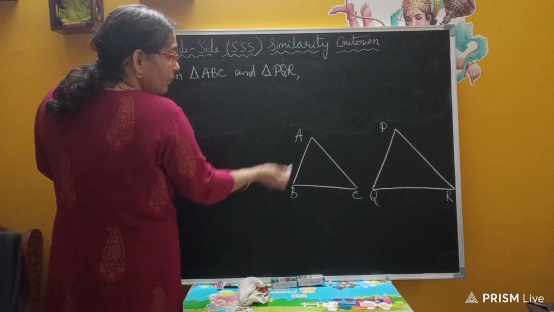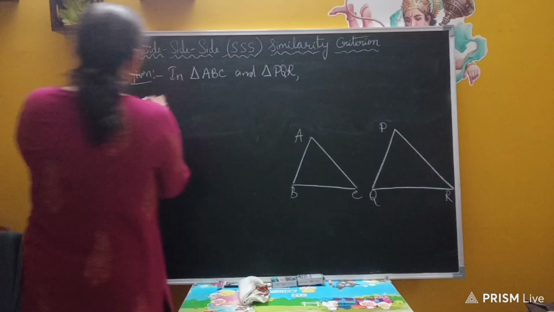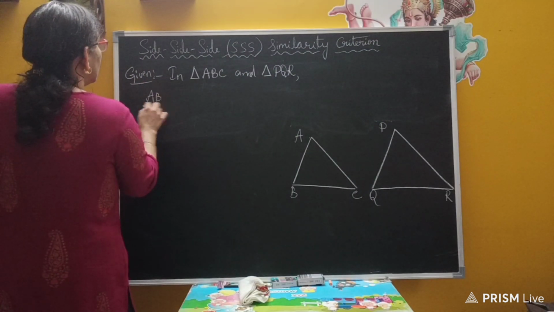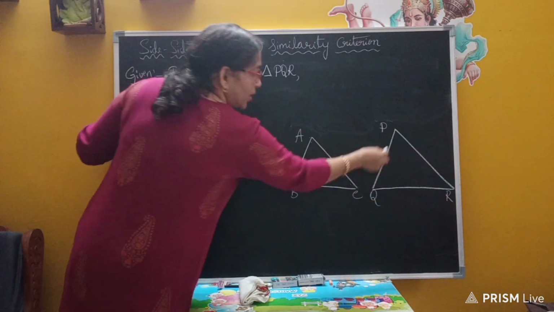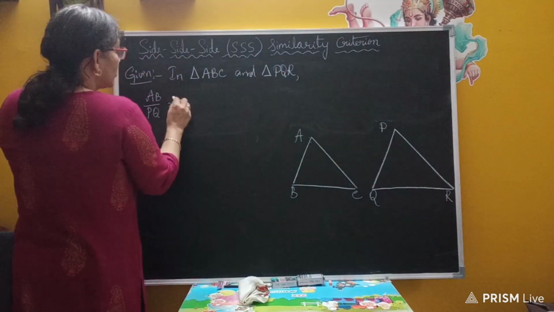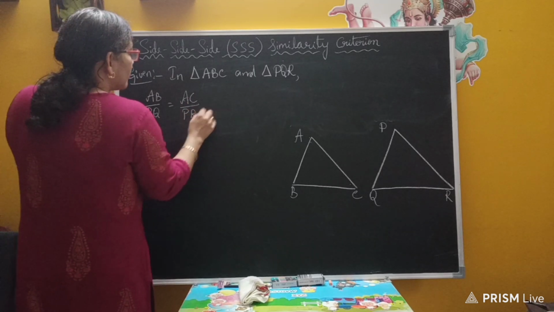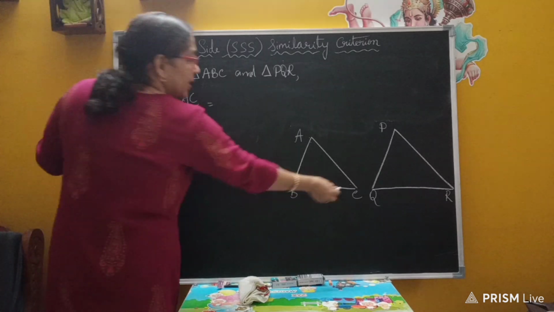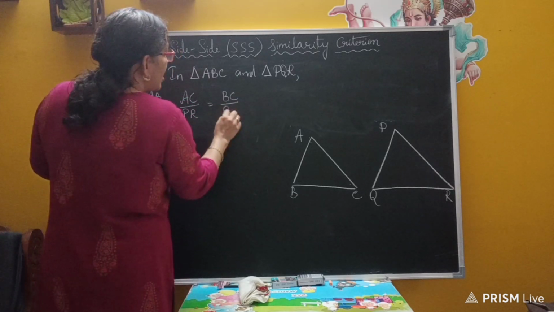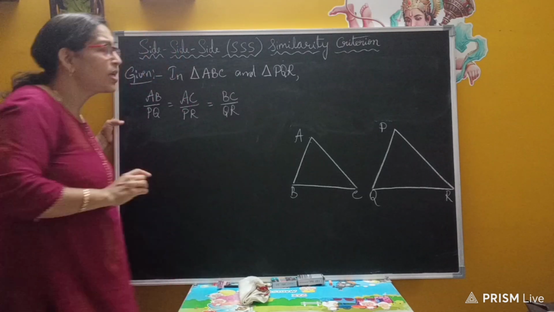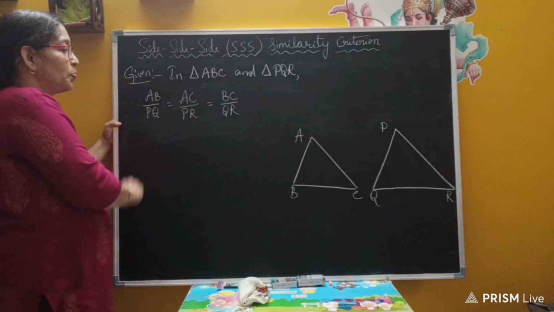So what do you write now? Which are the corresponding sides? AB is corresponding to PQ. So AB by PQ is equal to AC, corresponding to the side PR. So AC by PR is equal to BC, third pair, that is BC by QR. This is given, that is, the sides are in proportion, in the same ratio.